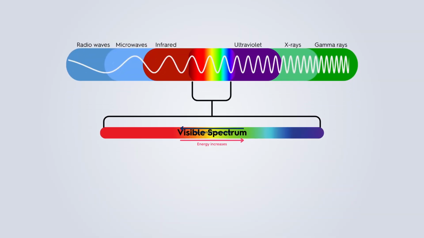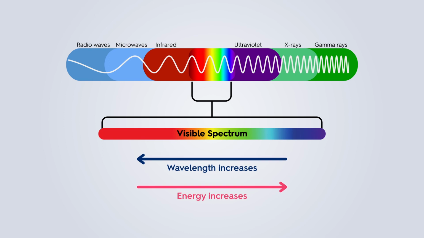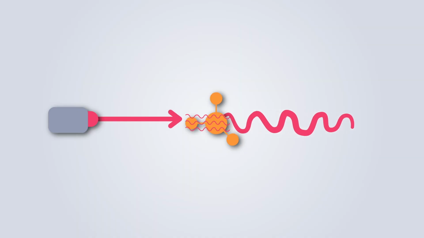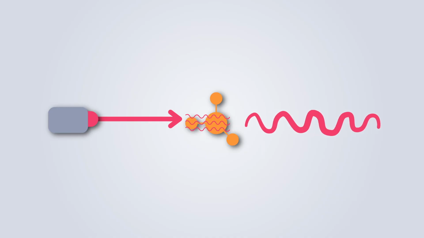Spectroscopy is the study of how light interacts with matter. Infrared spectroscopy focuses specifically on infrared light, which has lower energy than visible light. When infrared light passes through a sample, some wavelengths are absorbed, while others pass through and reach the detector.